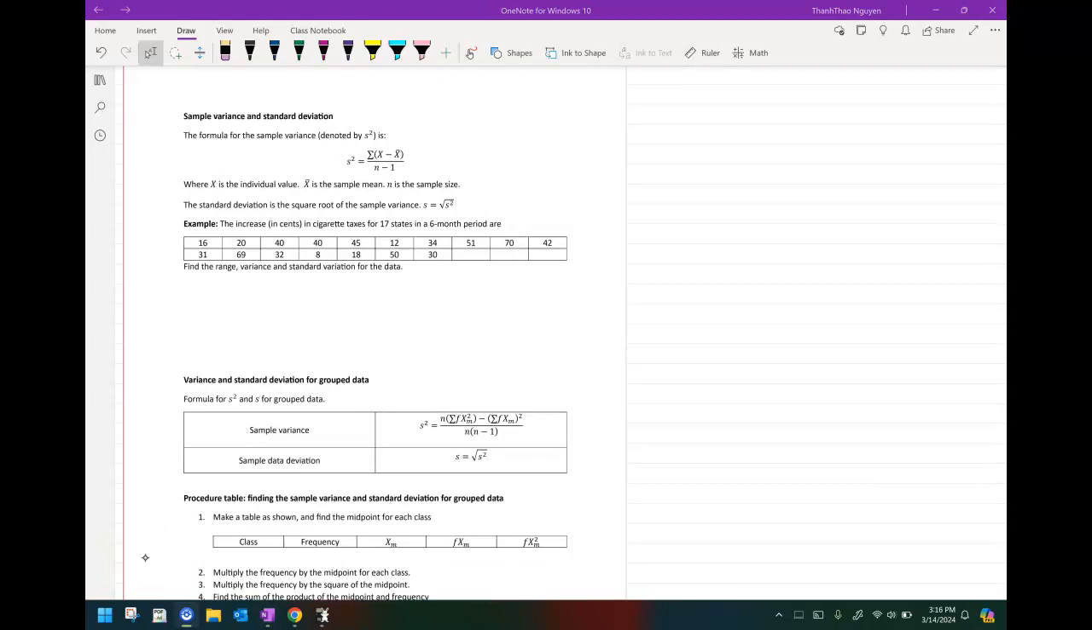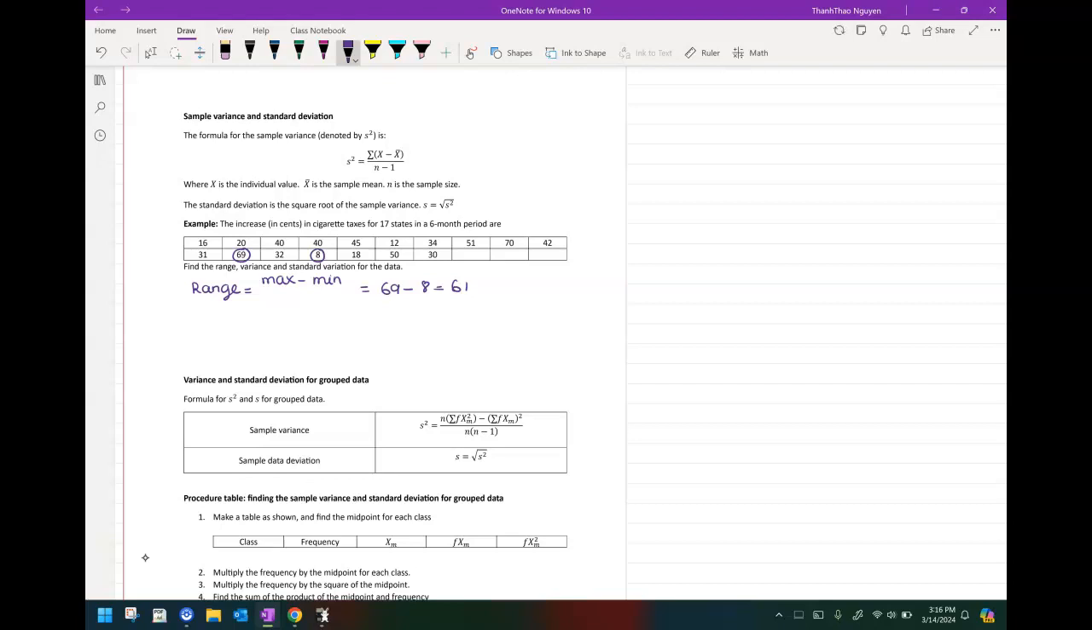Let's take a look at an example. The increase in cents in cigarette tax for 17 states in a 6-month period is given. We want to find the range, the variance, and the standard deviation of the data. Well, the range is equal to the max value minus the min value. The maximum value here is 69. The minimum value looks like this, 8. So 61. So the range is 61 cents.